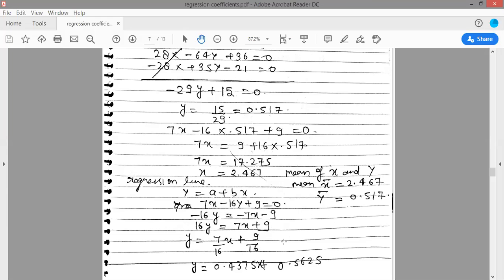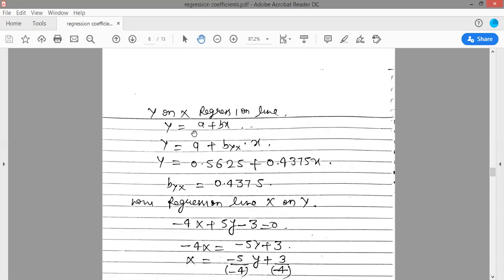This equation is of the form y is equal to a plus bx. So you are getting b is equal to 0.4375x plus 0.5625, right? Now, the y on x regression line is, so this is your byx coefficient, meaning y is equal to a plus bx. So y is equal to a plus byx into x. So y is equal to 0.5625 plus 0.4375x. So this value is your byx, right? This is your regression coefficient.